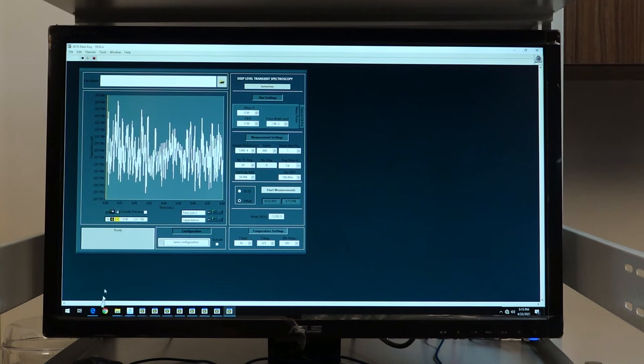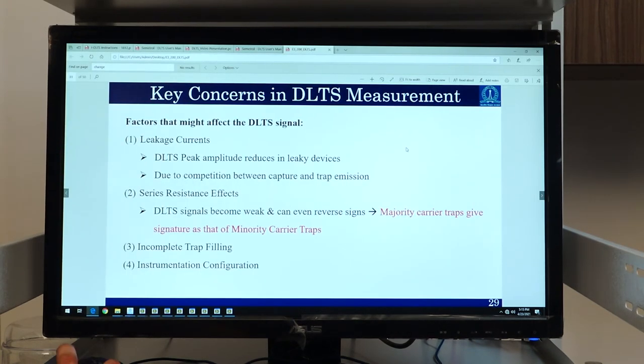What are the other parameters that might affect our measurement? One of them I have already discussed, and I would repeat it here: the leakage currents. The DLTS peak amplitude would significantly reduce when there is a leakage under the bias in which we are exciting the device, because of the competition between the capture processes and the emission processes. The second factor that affects the DLTS signal is the series resistance of the sample. The series resistance might be contributed by the cable wires, by the probe tip, or by the wires up to the contact of the device. So these affect the DLTS signal.